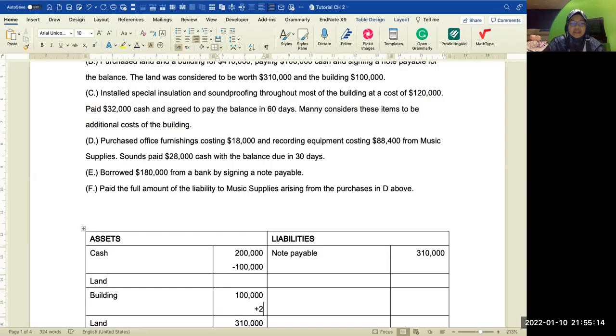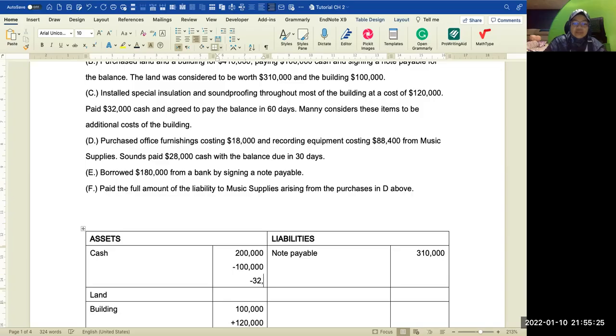Building increase, plus 120,000. Okay, then? Cash minus 32,000. Very good. What else? The balance in 60 days. Is it payable or receivable? Payable. So if it's not mentioned as a note, then you put it as accounts payable. How much is that?